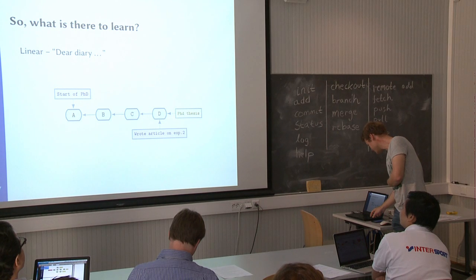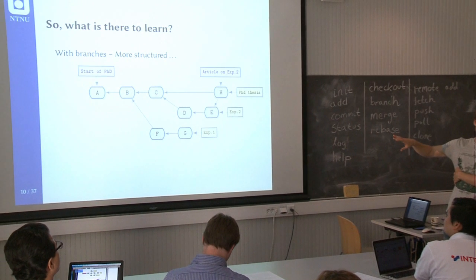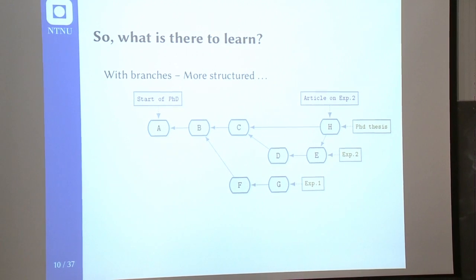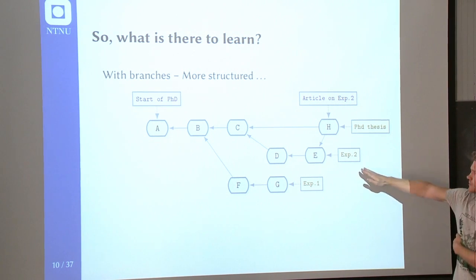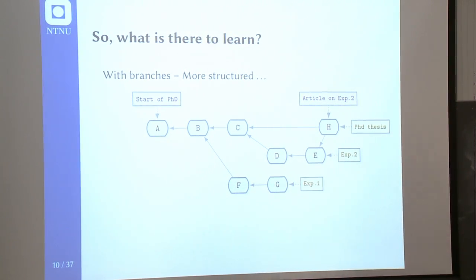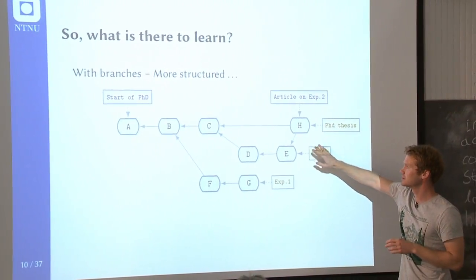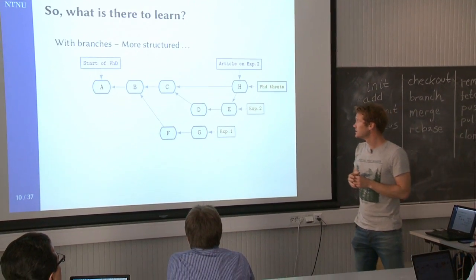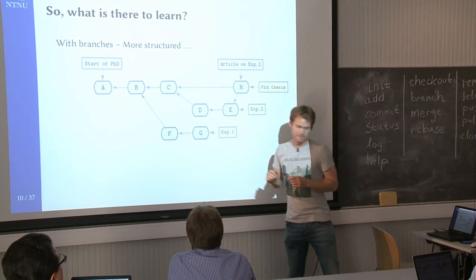But then we can do it more structured with branches. Here I have one example where one person is, say, working on his PhD thesis. And he decides to separate out whatever he does into different experiments in different branches. So, for instance, at some point he starts his work with experiment 2 and does some work, and then he finishes that. Then he decides, okay, I can put that paper, whatever the outcome is, into my thesis. And that I have represented here with this merge. And remember now that these arrows point toward their parents. So this one, for instance, H, is made by a combination of E and C.